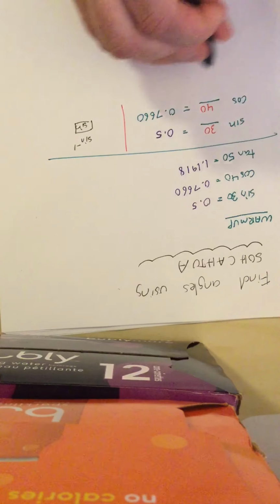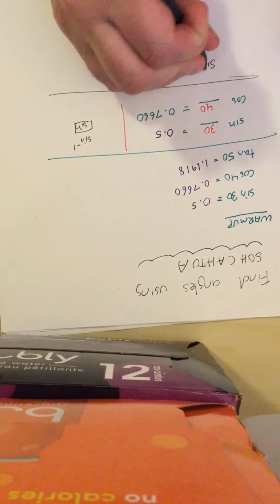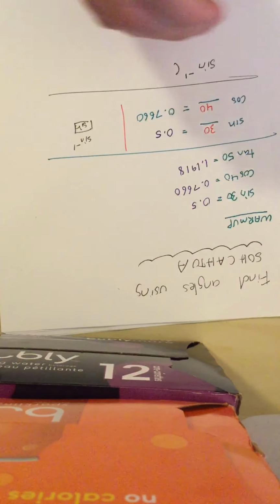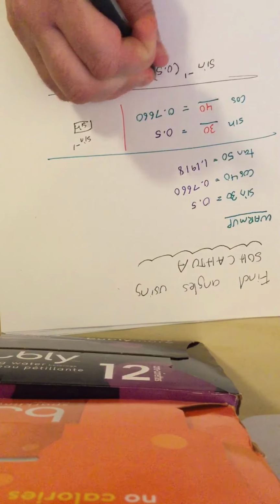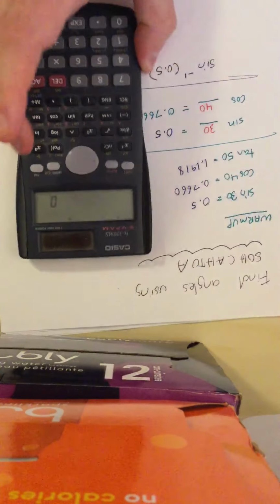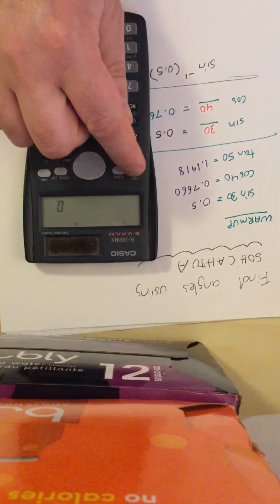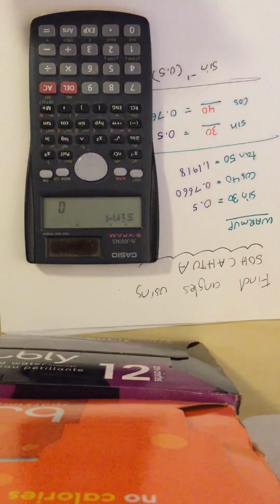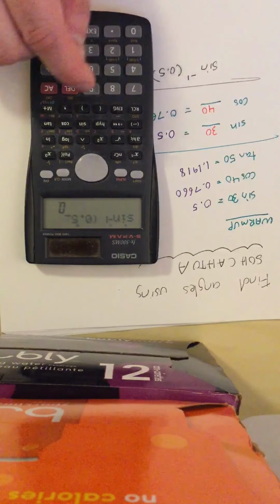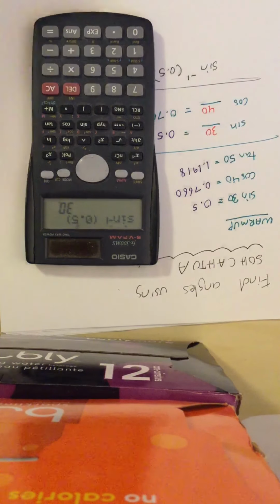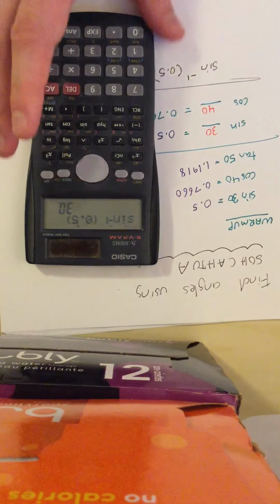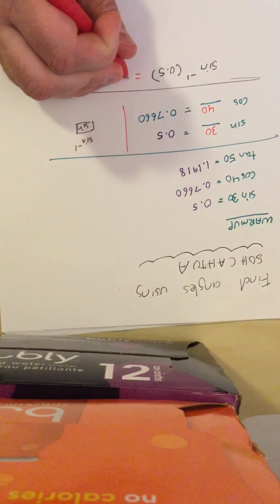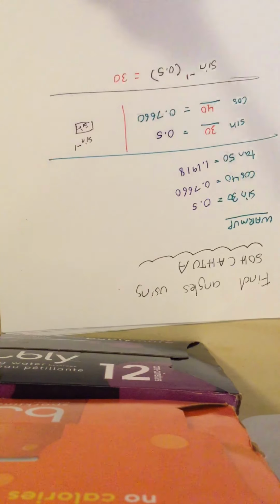The way we write that is sine to the -1. It's not actually an exponent; it's an inverse sine. So sine to the -1 of 0.5. You press shift sine, and notice my calculator says sine to the -1, and in brackets, 0.5. And it's 30. So the inverse sine of 0.5 is 30. The angle that has a sine of 0.5 is 30.